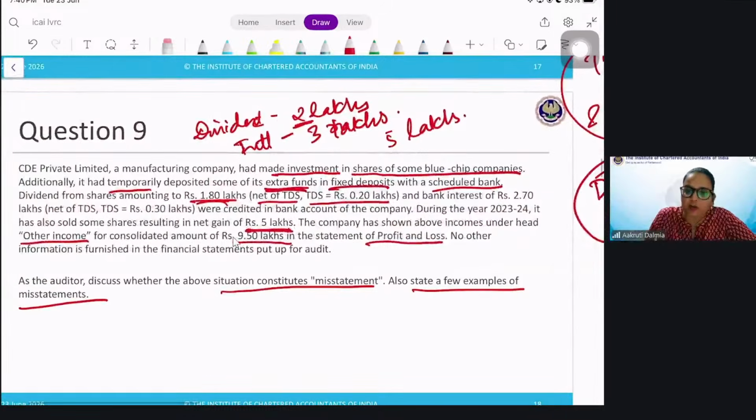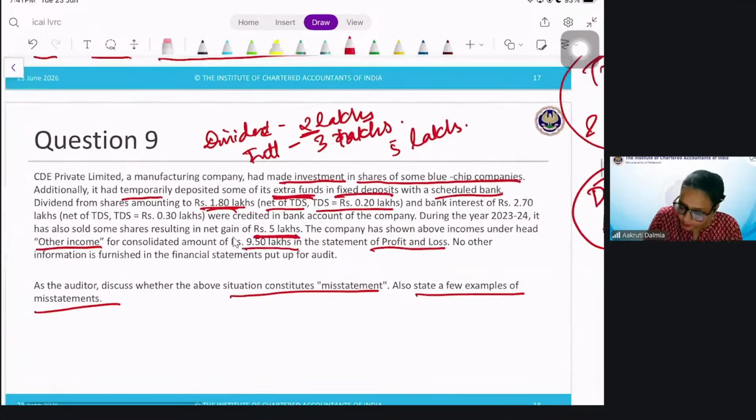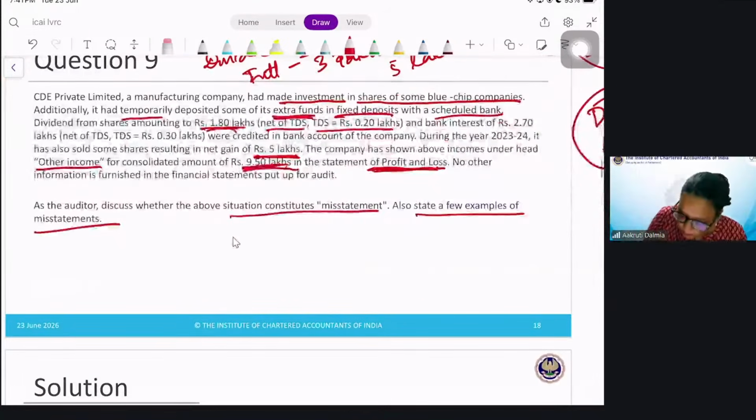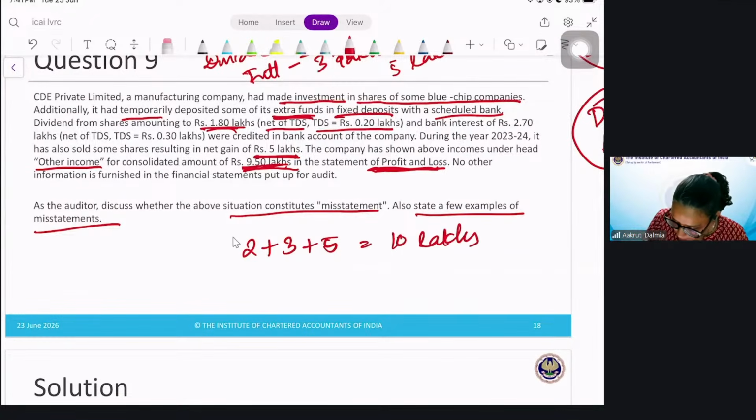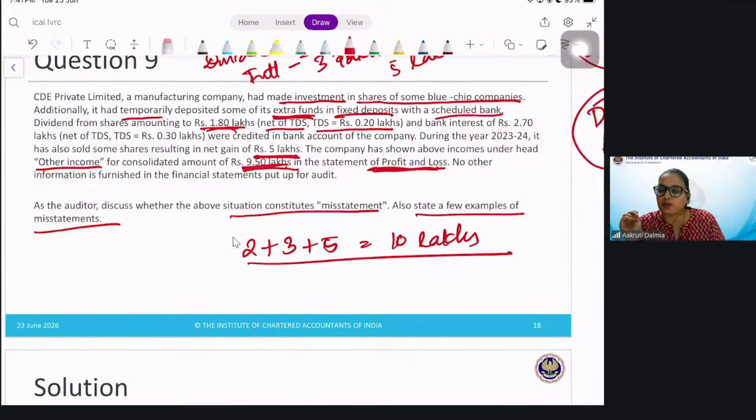Now tell me, do you think it should be net or gross when you're showing it in the P&L account? Is this 9.5 lakhs correct? How much is it? 2 plus 3 plus 5 is equal to 10 lakhs. So what should be the income that should be shown? 10 lakhs. Is there a misstatement in the company's P&L?